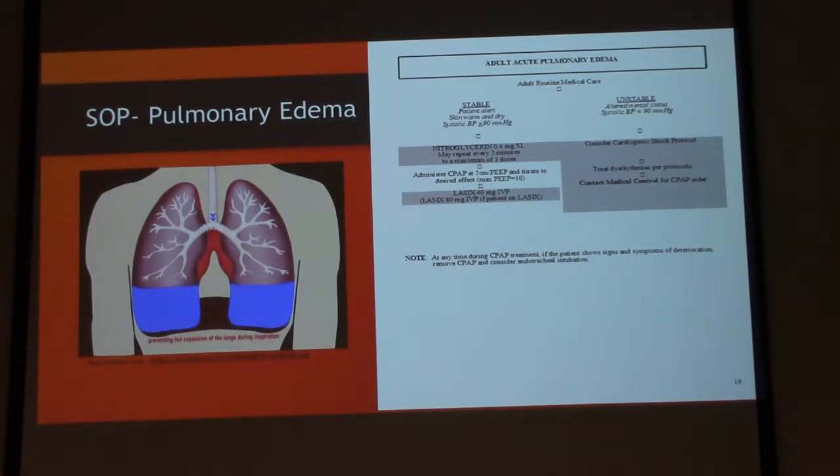Now with our unstable patients, this really falls into our cardiogenic shock protocol. Blood pressure less than 90 systolic. The left heart is starting to fail, or has gone to the point where it's failing, and it's decreasing our cardiac output. We also have a decrease in our preload for these patients. Not enough blood is getting back to the heart. We want to refer back to our cardiogenic shock protocol.